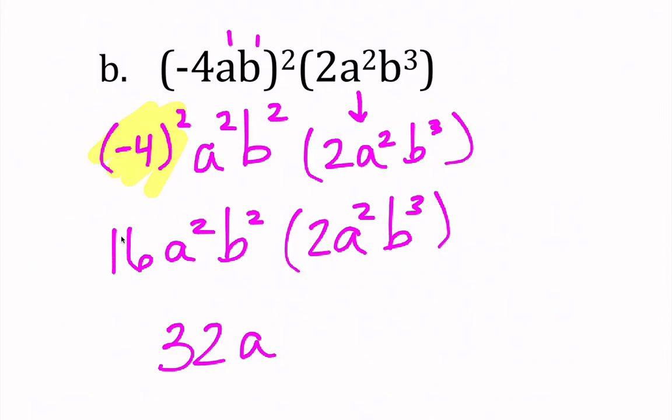Then I'm going to look at my a's. Over here I have a squared, and I'm multiplying by a squared, so I add the exponents. a squared times a squared is going to give me a to the 4th. Then I'm going to look at my b's. Over here I have b squared, and I'm multiplying it by b to the 3rd, so I add my exponents. 2 plus 3 is going to give me b to the 5th.